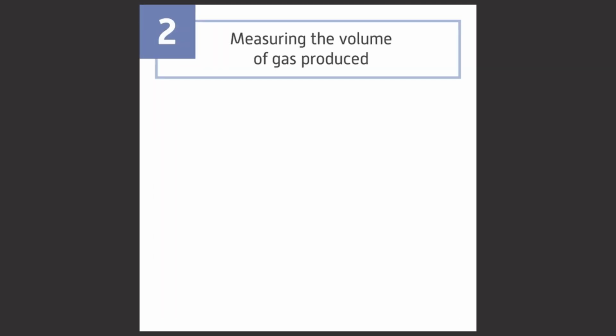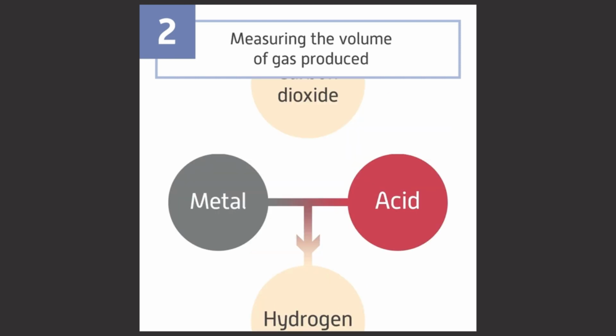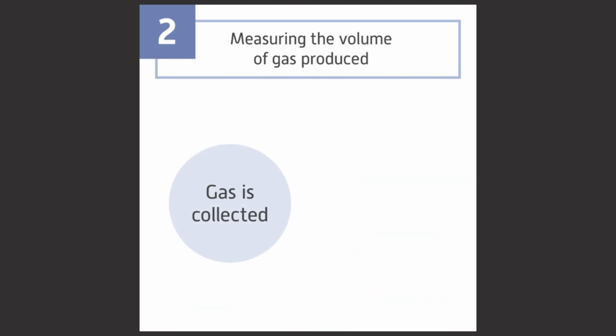Method 2. Measuring the volume of gas produced. In some reactions, the product is a gas. For example, the reaction of a metal with an acid produces hydrogen, and the reaction of a carbonate and an acid produces carbon dioxide. For both of these reactions, the gas produced is collected and its volume measured.